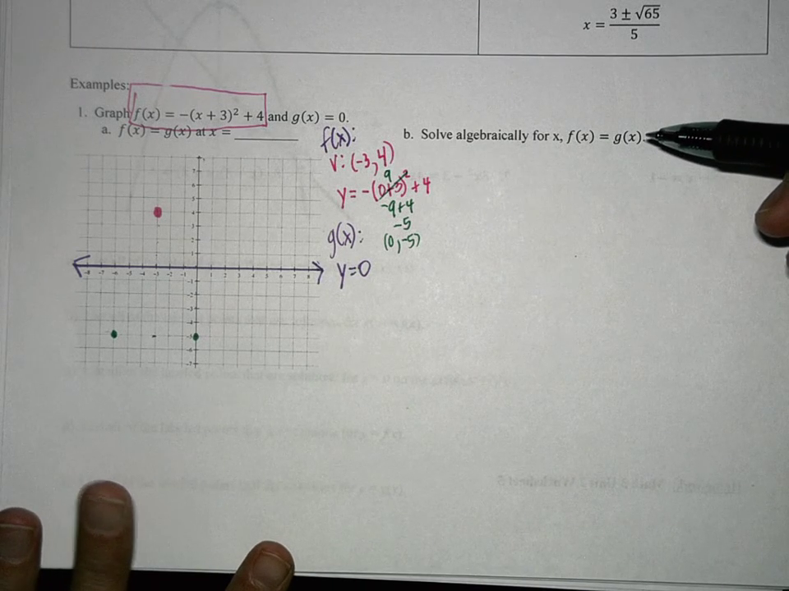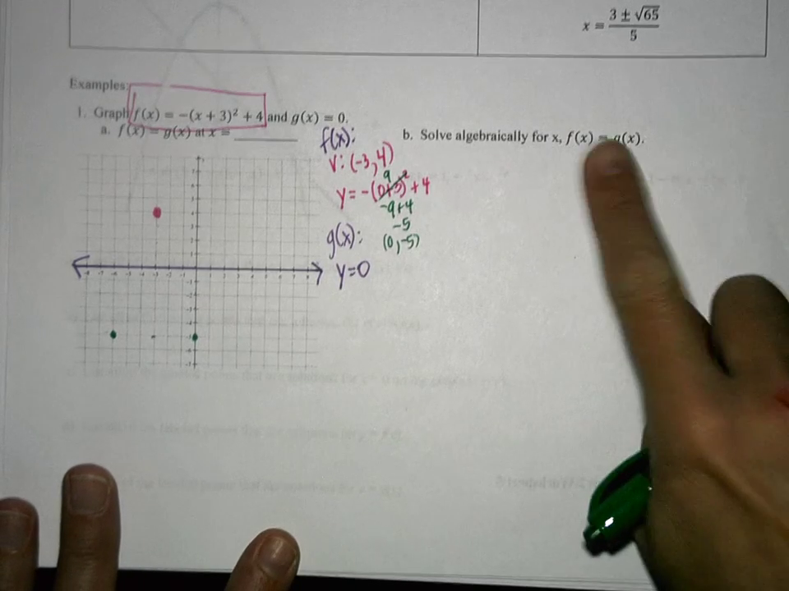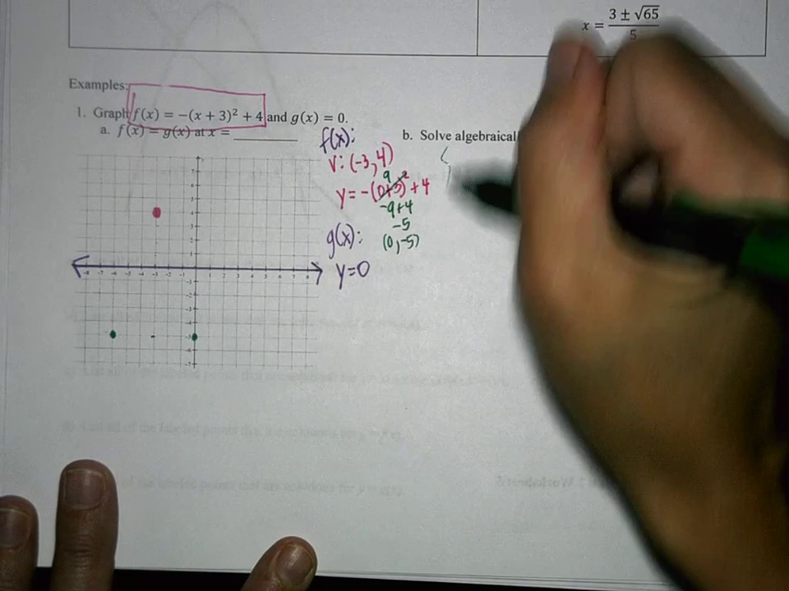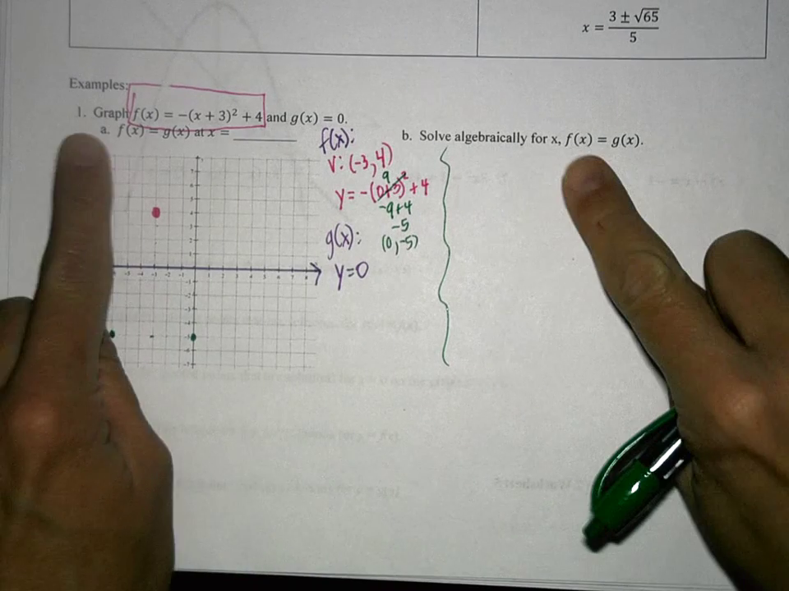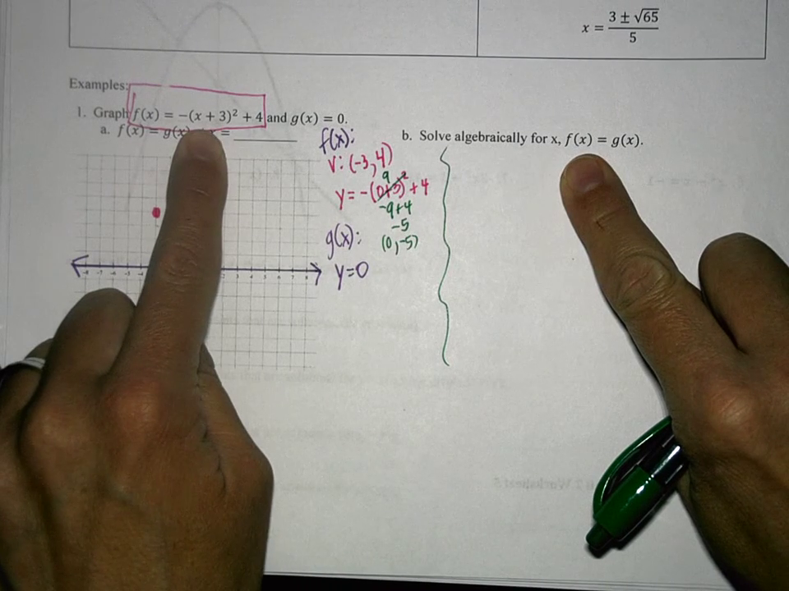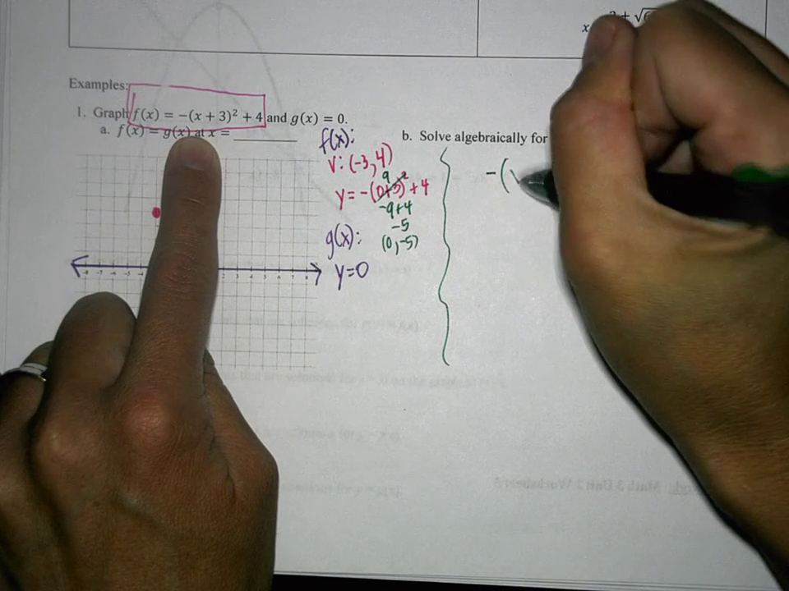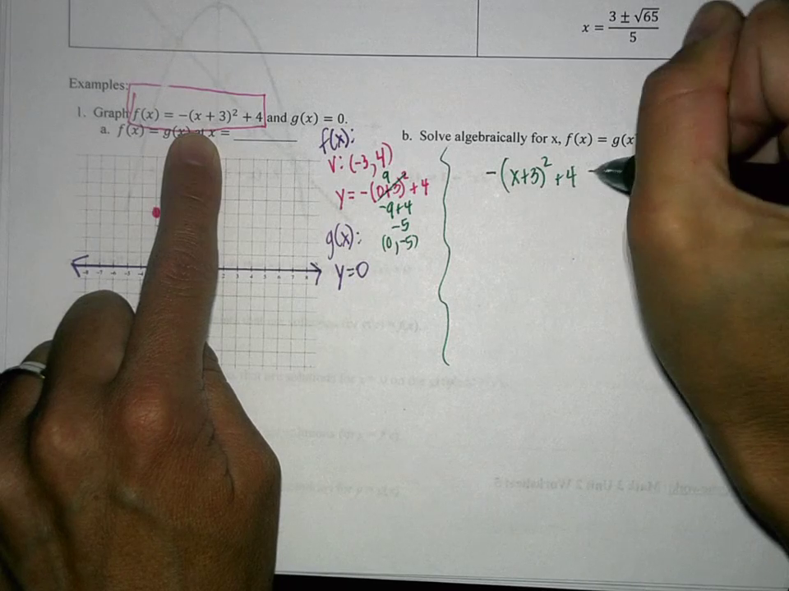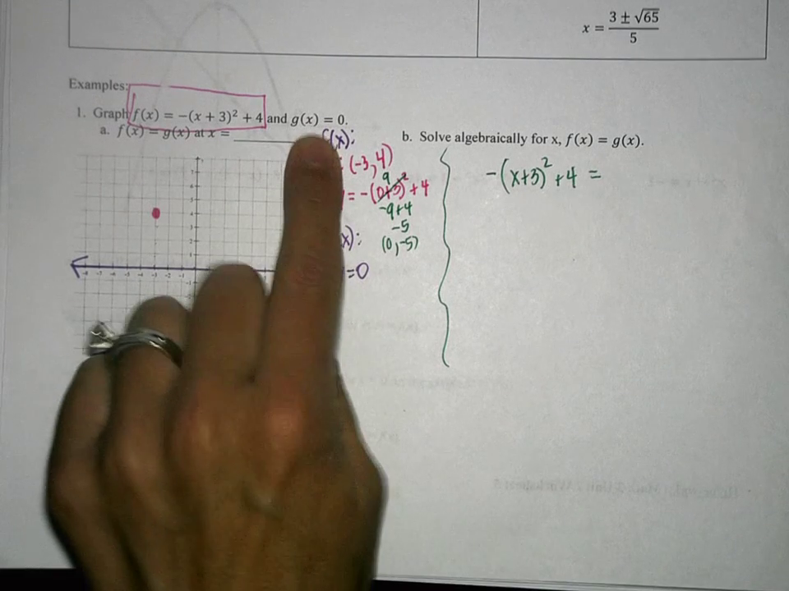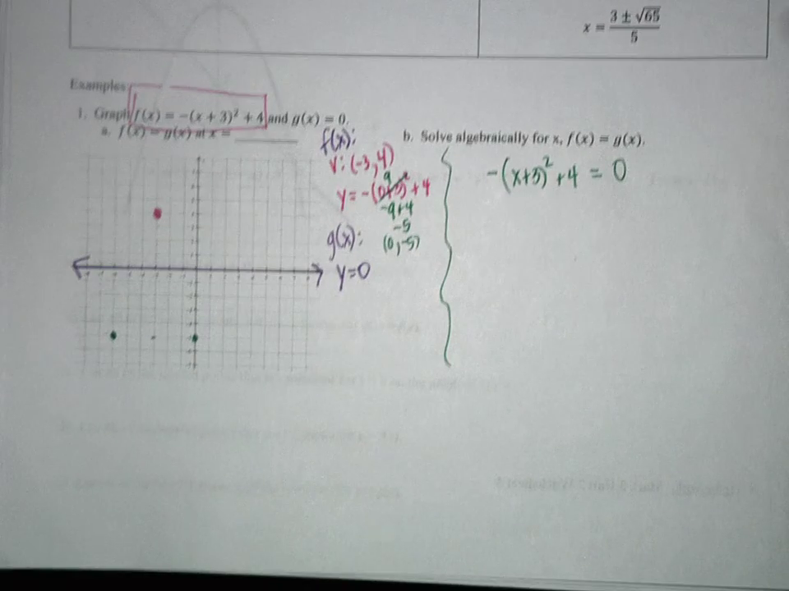So we're going to do what Lavina said, and we are going to go ahead and solve this algebraically right now before I finish graphing this. So f of x, we're just writing what f of x equals. In this case, it is negative parenthesis x plus 3 squared plus 4, and that's my f of x side. And then what does g of x equal? 0. Okay, and this is what we went through yesterday.